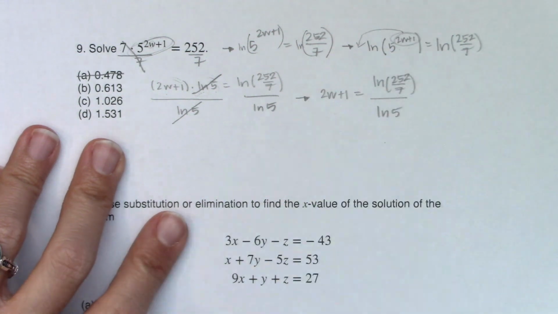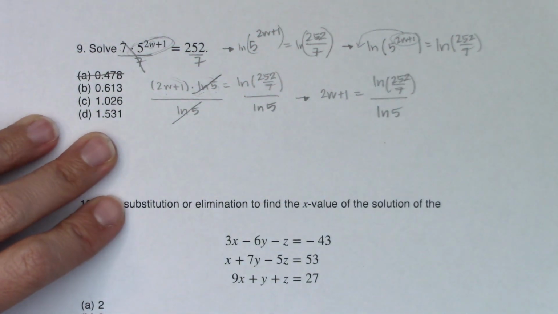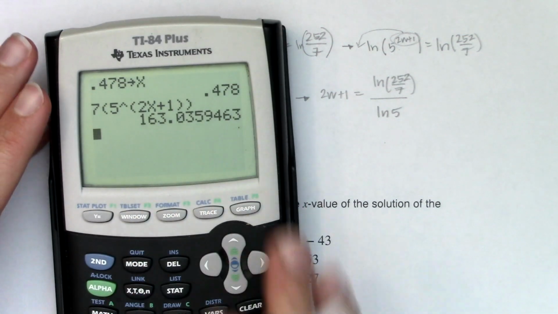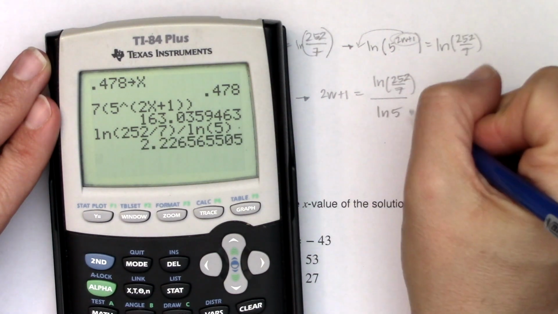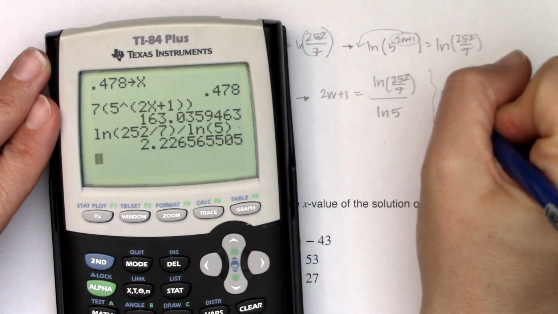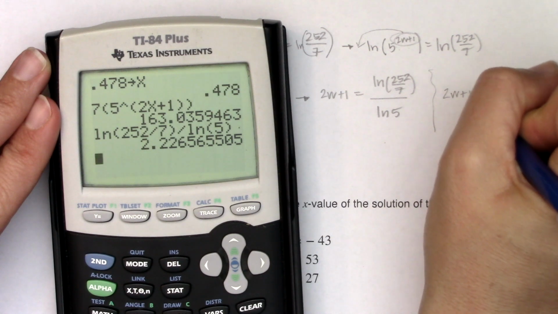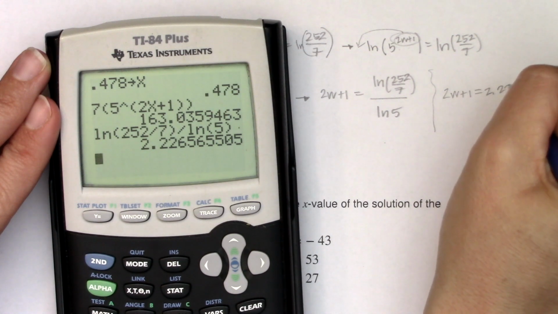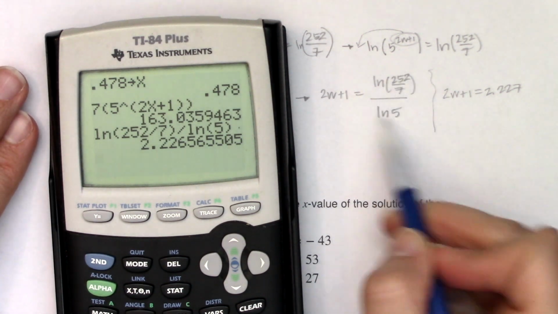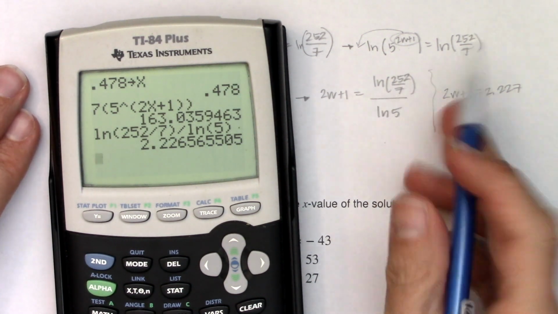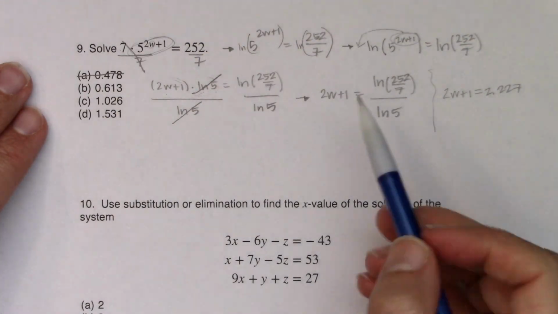And if this gets to be too much for you, I'm going to leave it because I'm a bit of a math nerd. But if it gets to be too much, you can plug this in, right? You can do ln 252 over 7 divided by ln 5. And this might be a little less scary to look at. Maybe you want to write it as 2w plus 1 equals 2.227, right? That doesn't seem as intimidating as this. But again, I like logs and math and all of that, so I'm going to keep it this way.